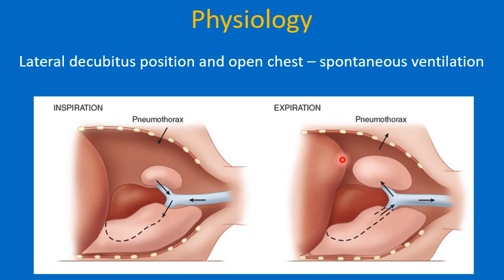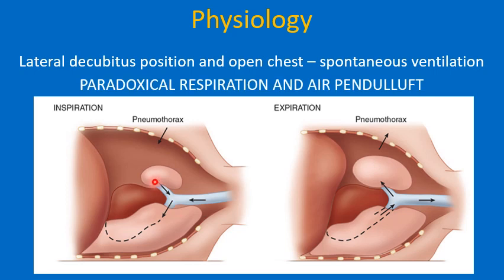So this occurs because of the loss of the negative intrathoracic pressure. So what is happening in case of spontaneous ventilation, open chest and lateral decubitus position, the air is moving from one lung to the other lung. This is called air pendulum, or paradoxical respiration. Because of this, there is a gross ventilation imbalance in the patient, and that is why they develop desaturation. That is why controlled ventilation is always advised whenever thoracotomy is done.